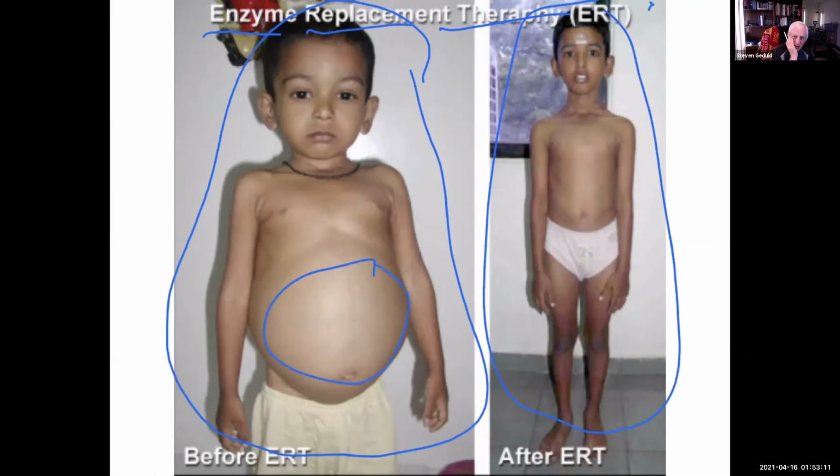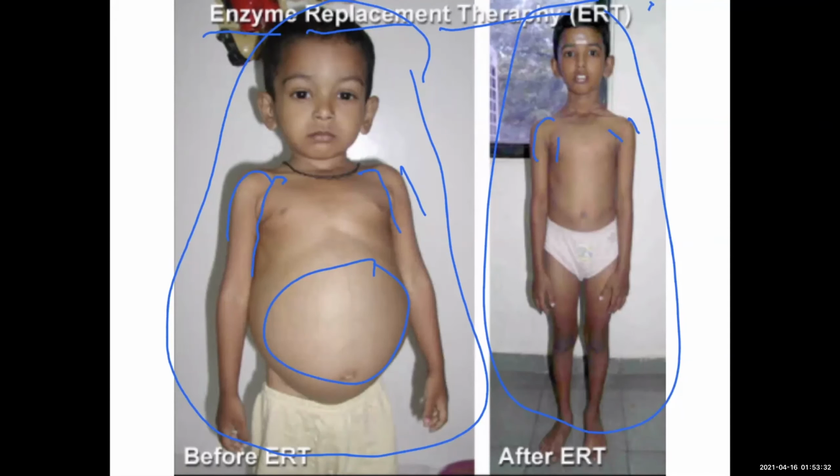Okay? Look at the size of it. I mean, you can see the arms are roughly the same. Okay, fat storage doesn't occur in there, but you can see where the fat storage occurs: in the spleen, in the liver, in the brain, okay, in the bone marrow. You can see the tremendous difference before and after enzyme replacement therapy.